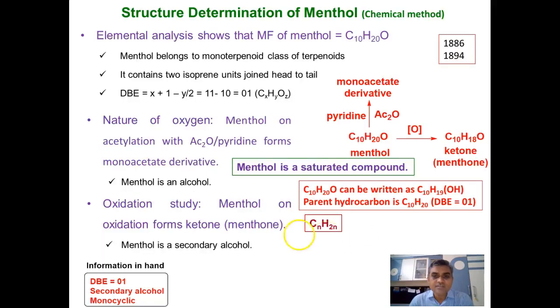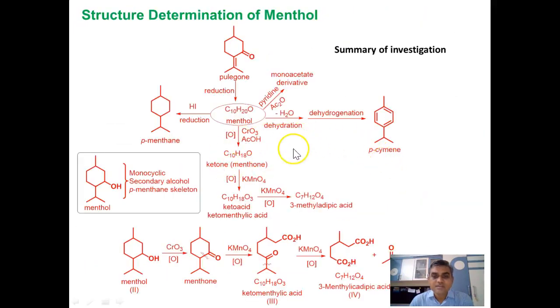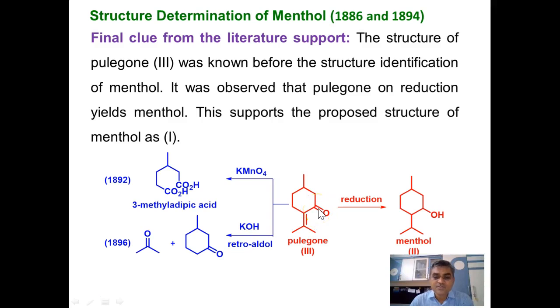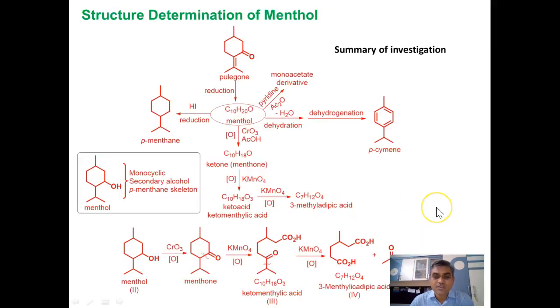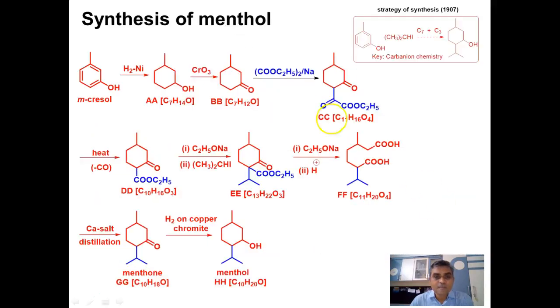We started the structure determination with very preliminary experiments, and we reached the structure of menthol. Here the formation of 3-methyl adipic acid is a turning point of the investigation, and the clue from pulegone chemistry is also giving us the structure of the menthol molecule. Then another topic was the synthesis of menthol. Here it can be accomplished through metacresol as well as isopropyl iodide. Just to introduce this, we have done some carbanion chemistry, and then at the end we get menthone, and its reduction gives menthol.